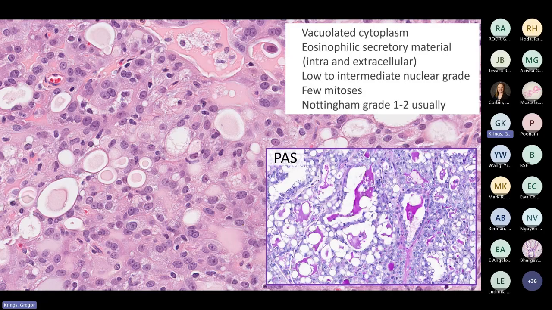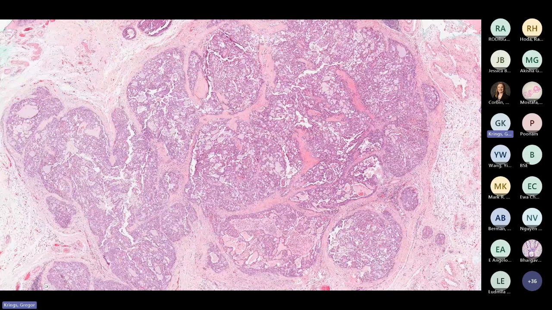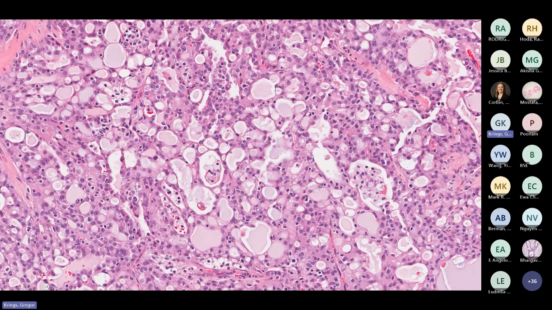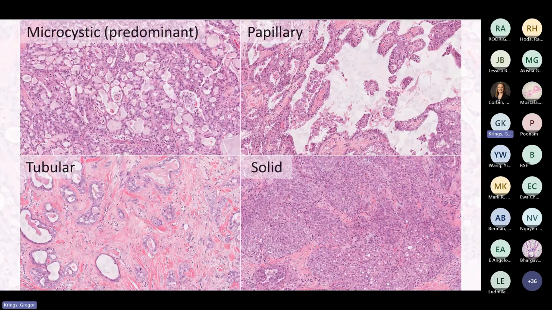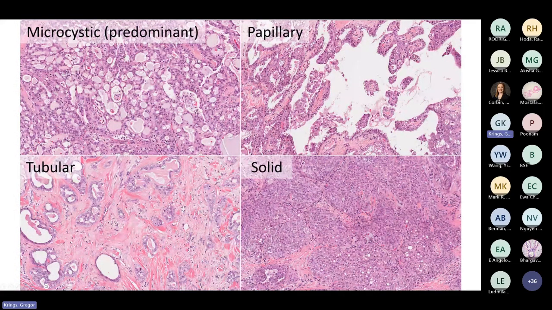Here is a typical low power image of a secretory carcinoma. You can see these anastomosing nested areas in this very characteristic fibrotic to sclerotic stroma. And even at this power, you can appreciate the very dominant microcystic growth pattern that's so typical of these tumors, seen here again on a little bit higher power with the prominent extracellular secretions. Most tumors do have a dominant microcystic growth pattern, but you can see a variety of other patterns. Papillary has been described, tubular patterns, solid patterns. Most tumors do have some combination of a mixed growth pattern.